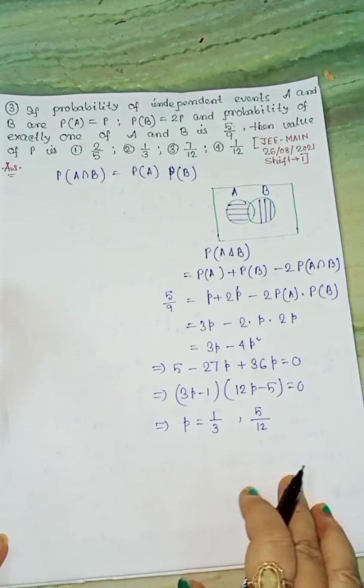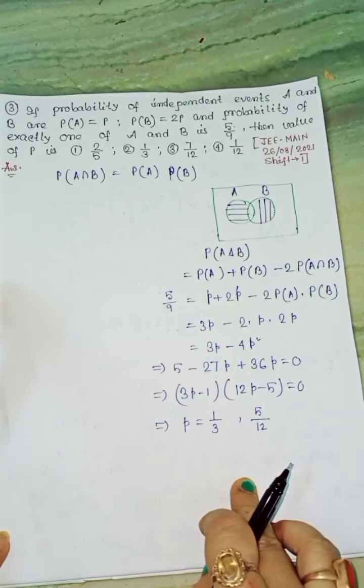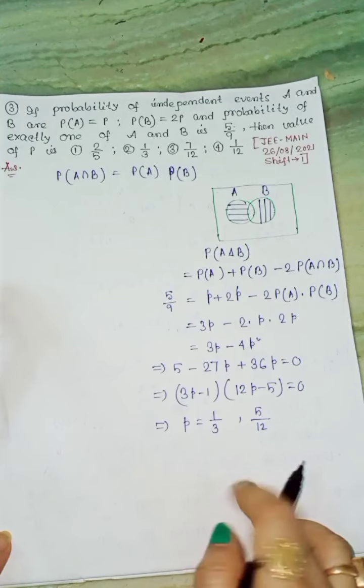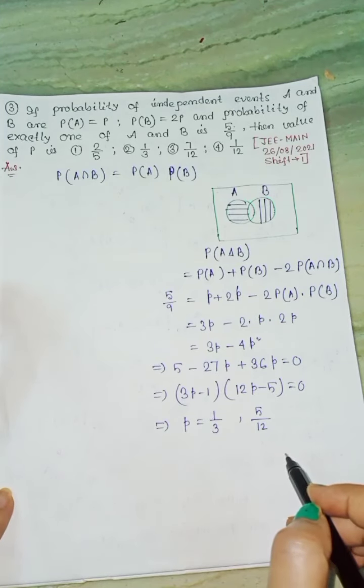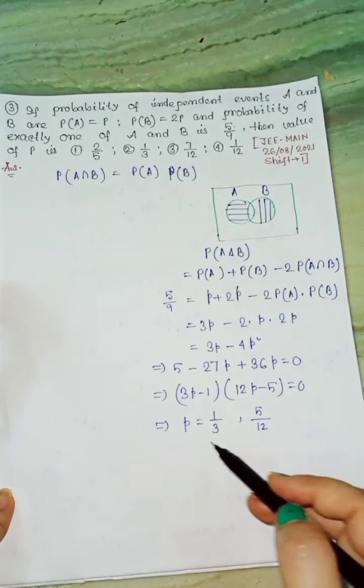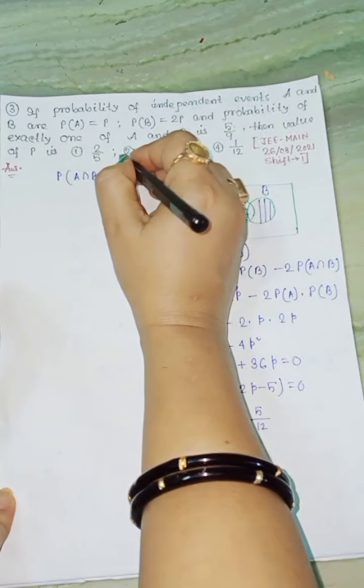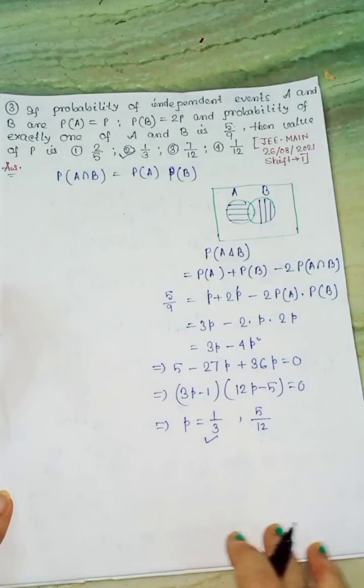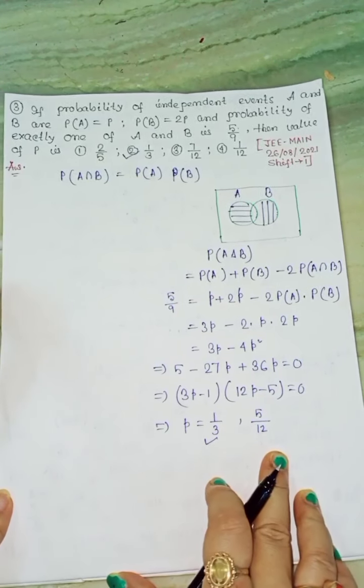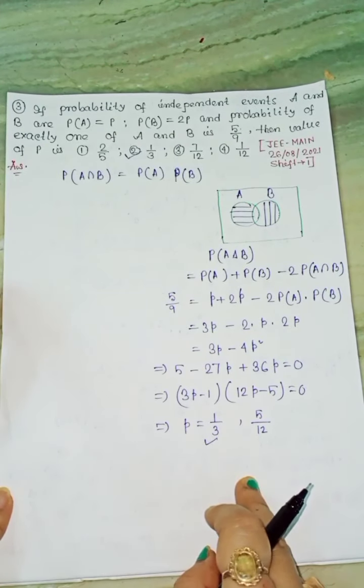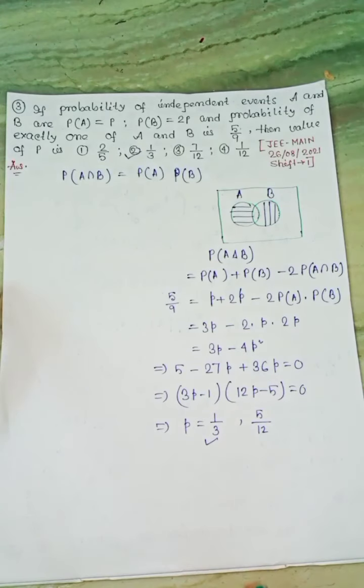Both these values are acceptable, but here only one value is given in the options, that is 1/3. So option 2 is our correct choice, but both values are true, and they are exact values, as all the values are positive.